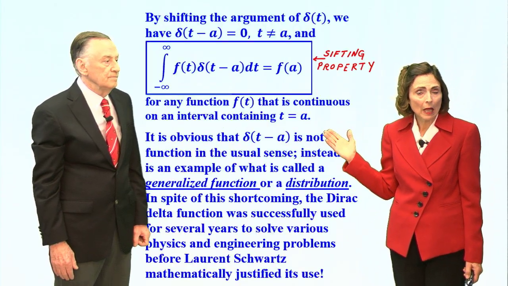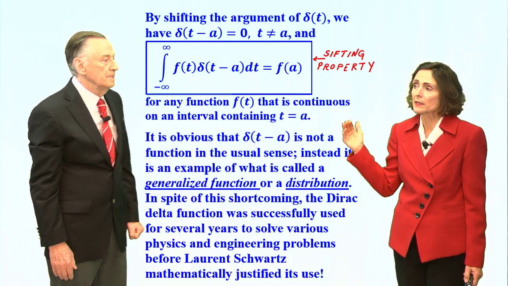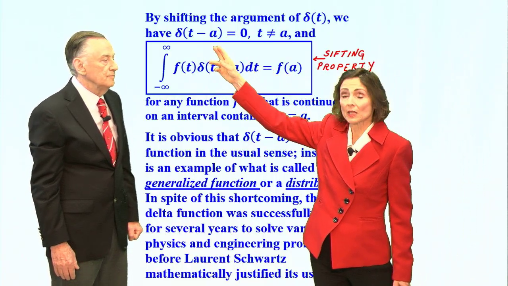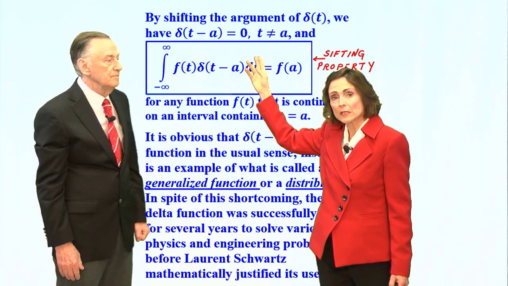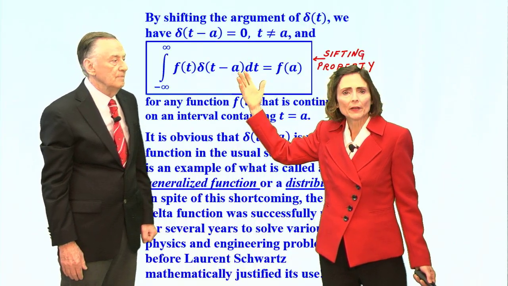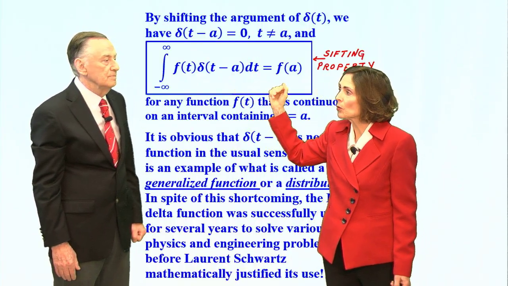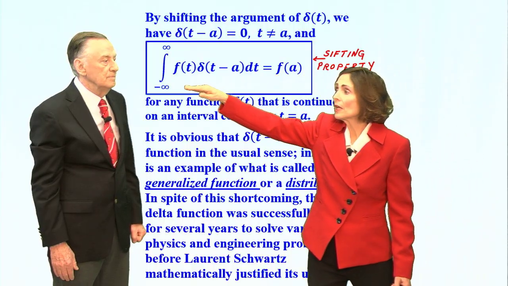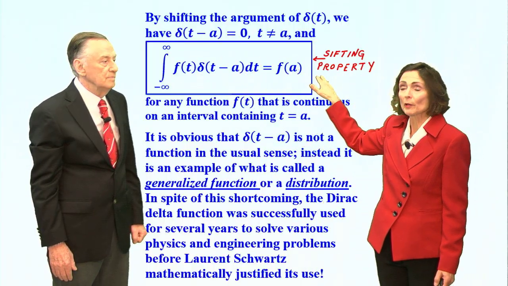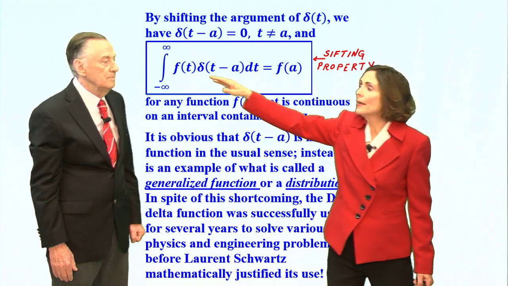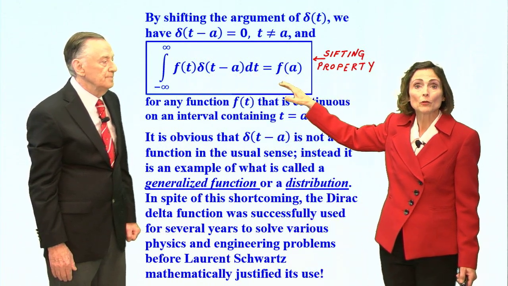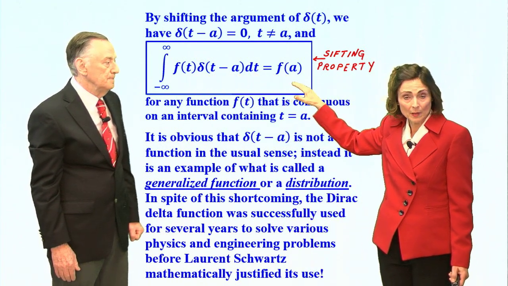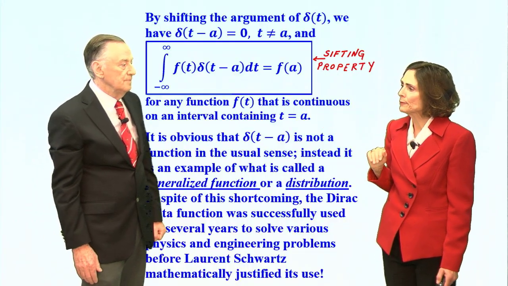We don't have to apply it at t equal to zero, we can apply it at t equal to a. Delta of t minus a is zero when t is not equal to a, and very large or infinite at t equal to a. And this integral, typically referred to as the sifting property, is the value of f at the point the impulse is applied, t equal to a.